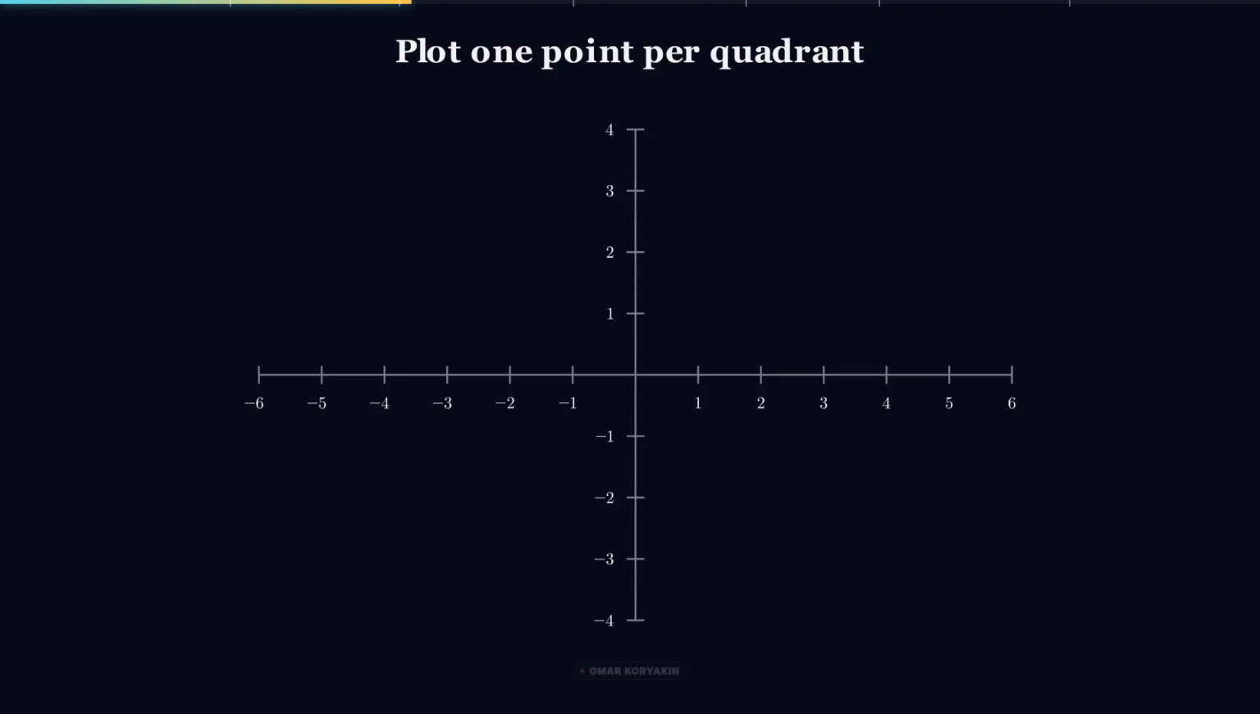The points are (3, 2) in quadrant 1, (-4, 1) in quadrant 2, (-2, -3) in quadrant 3, and (5, -1) in quadrant 4. We will plot each one in turn using the two-step plotting procedure.